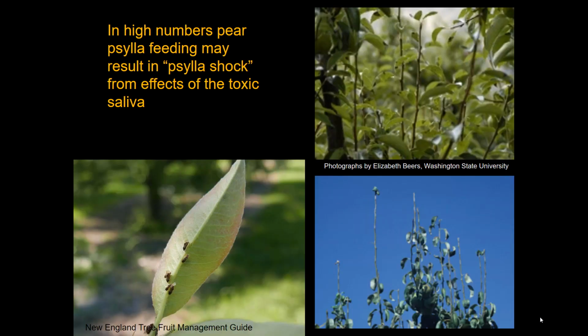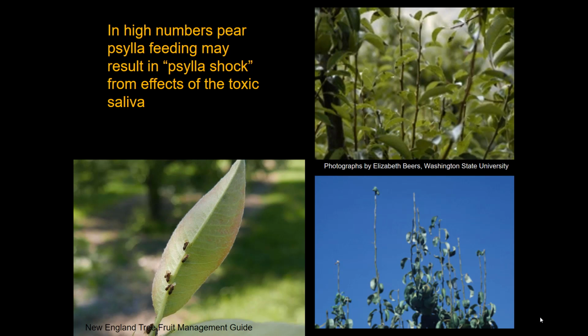It also can do a couple of things to the plant in addition to just the removal of the fluids and the production of honeydew. If you have very high numbers of psyllids, there is a condition known as psylla shock that can occur, and this often causes the plant to lose leaves. So this would be a plant response to the effect of a large amount of saliva being introduced by this insect. This insect does have a saliva that is toxic to its host plant.